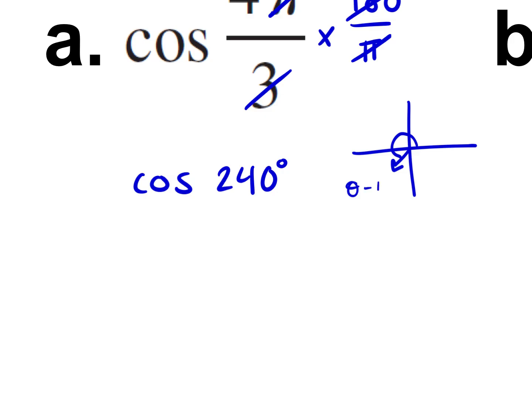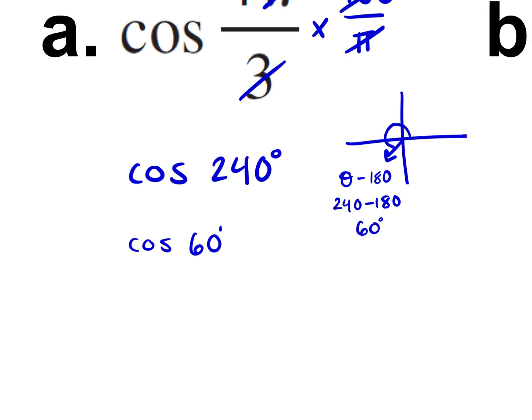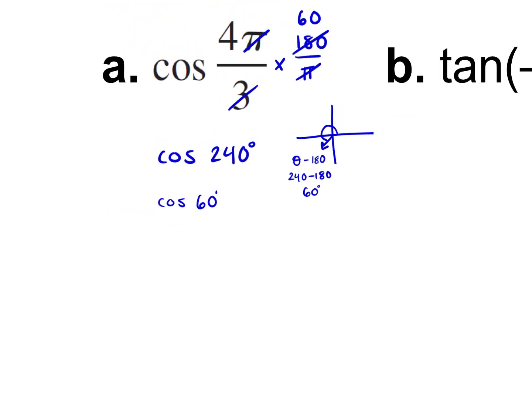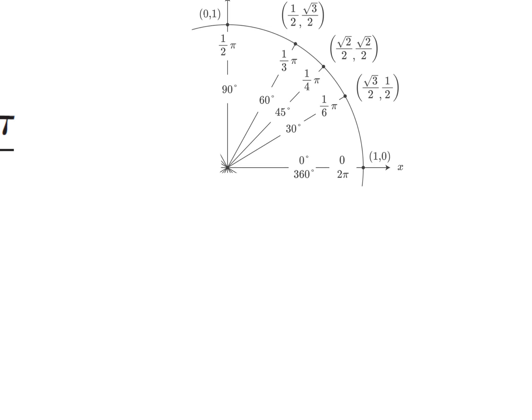Theta minus 180. Perfect. So we would do 240 minus 180. What do we get? 60. So we're looking for the cosine of 60. Now when you're evaluating here, you can convert it back, but our unit circle that we're given has both radians and degrees. So we can just leave it as 60 because this isn't our final answer. We're going to go look at our unit circle to find the final answer.